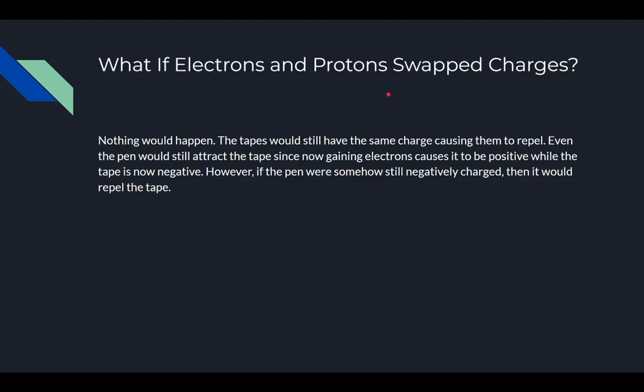If the charges of electrons and protons were swapped, nothing would happen, because they would still have the same charge between the tape, which would cause them to repel, and an opposite charge to the pen, which would cause them to attract. However, if the pen were somehow still negative, they'd have the same charge and now repel.